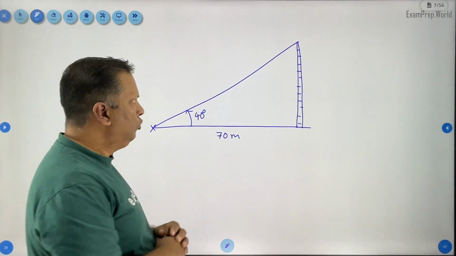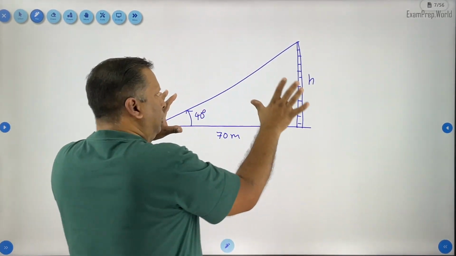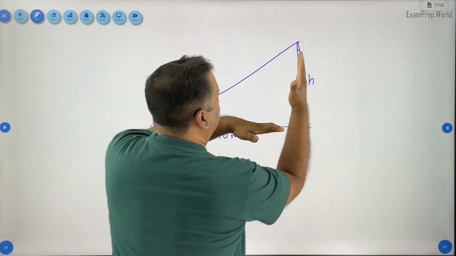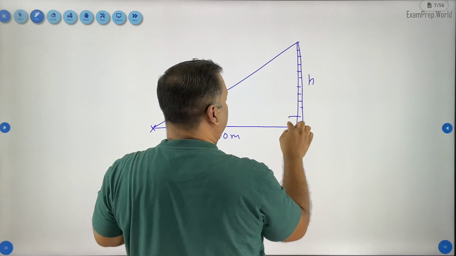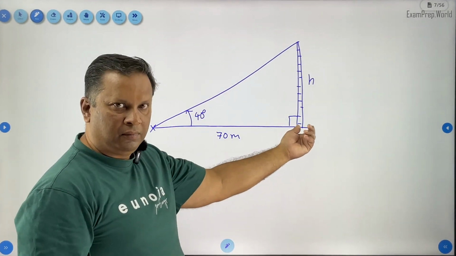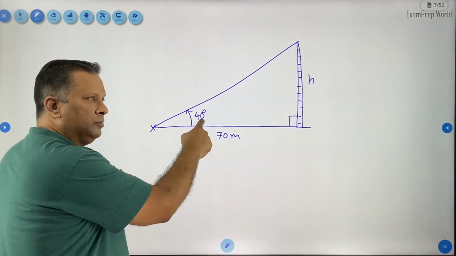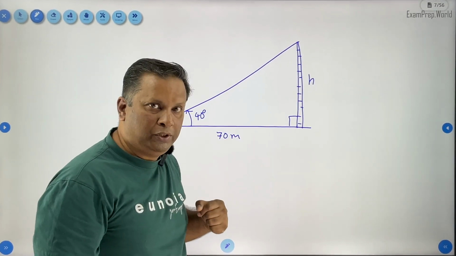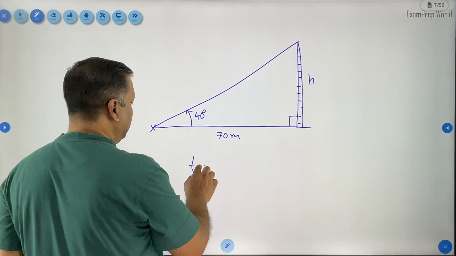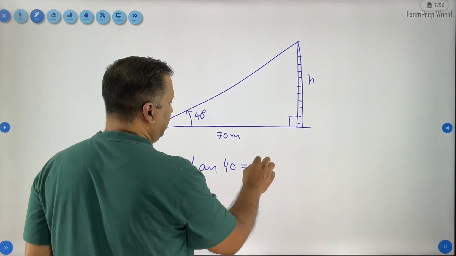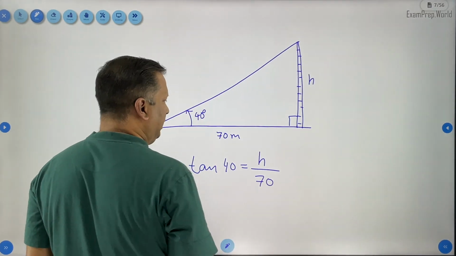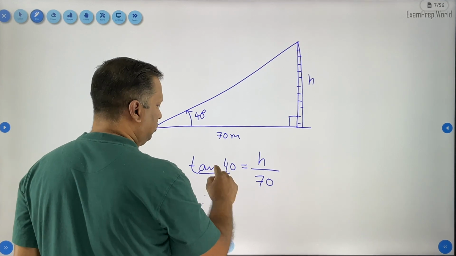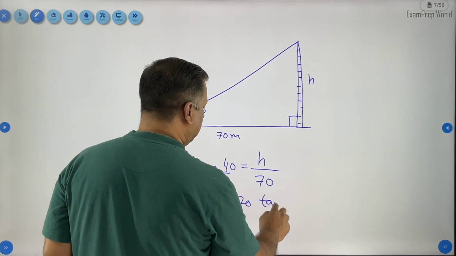Now, how to find the height of the tower? Look at this. Isn't it looking like a right angle triangle? Where is the right angle? Because ground and any standing thing which is perpendicular will always have a right angle. So right angle is here, right? This is your theta. You have opposite, you have adjacent. Which ratio should we use? Tan. I can write tan 40 is equal to h upon 70 meters. Therefore, h equals, cross multiply, 70 times tan 40.